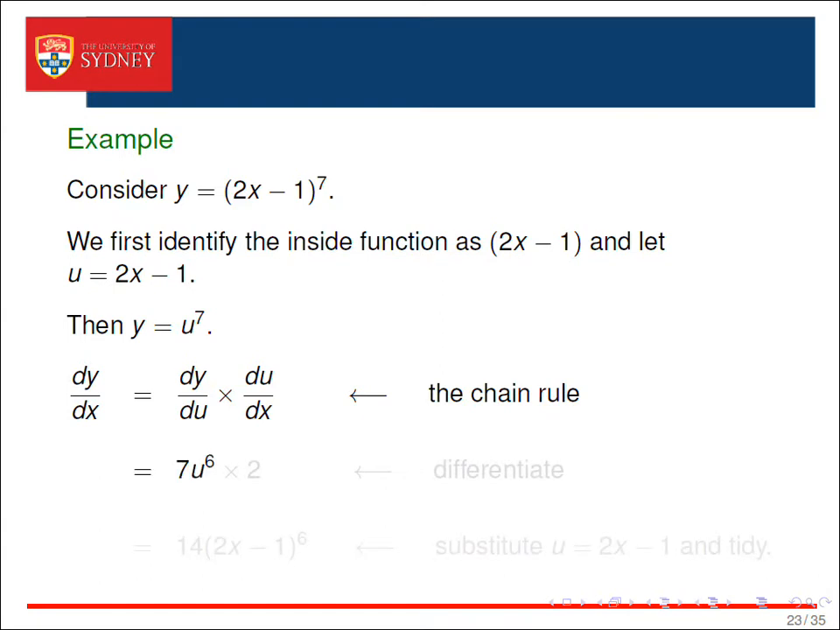Since y equals u to the power of 7, dy du is equal to 7 times u to the power of 6, using the power law for differentiation. And since u equals 2x minus 1, du dx is just 2. Our answer must be in terms of x, so switching u back to 2x minus 1, we thus have our derivative dy dx to be the following.